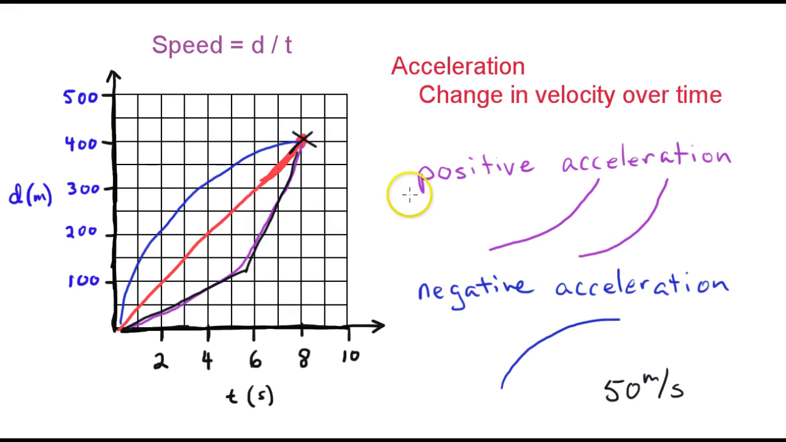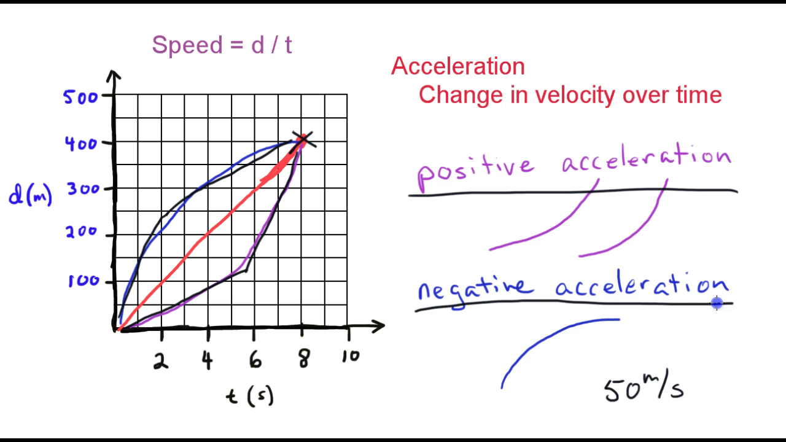So that is a positive acceleration. And in this case, it went fast and then it slowed down. Since it was slowing down, it would be a negative acceleration. But at the end of the 8 seconds, it still traveled 400 meters, so its average speed, again, was 50 meters per second. I hope that didn't confuse you.